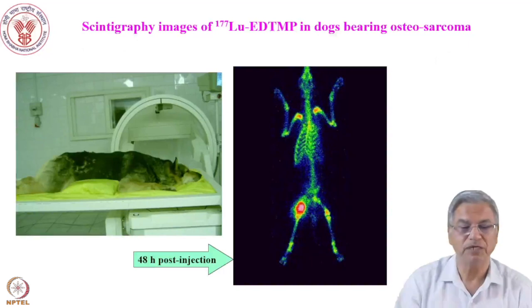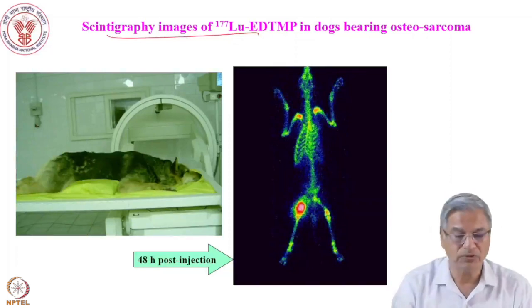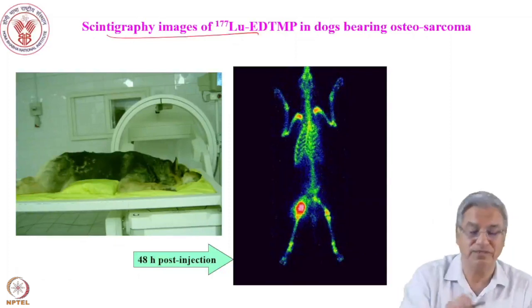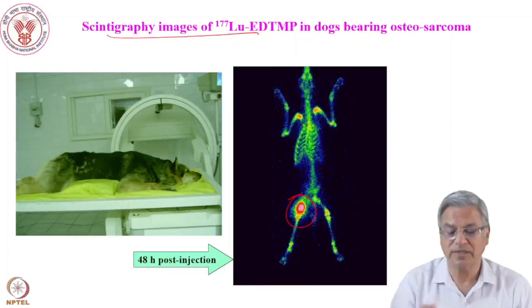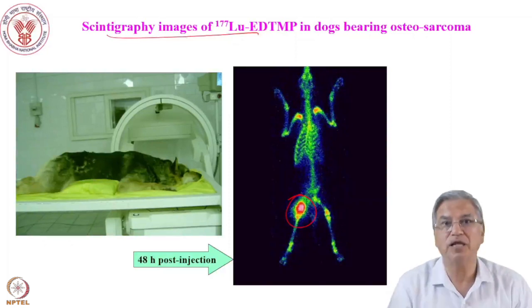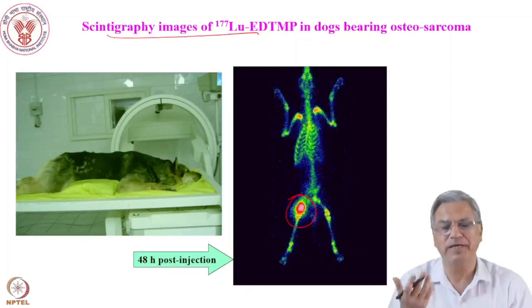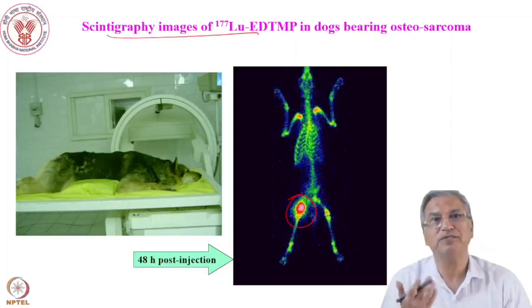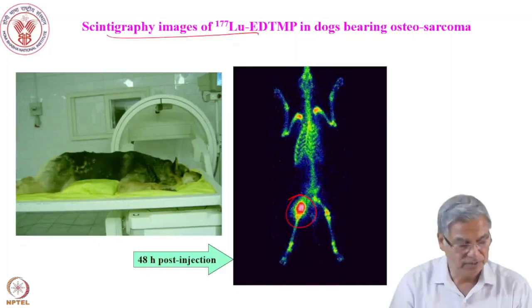radioisotopes. Similarly, you have this scintigraph image of lutetium-177 labeled EDTMP in dogs, which were found to have osteosarcoma. So you can see this is how you keep the patient in the SPECT machine, and you can see the inflammation. That sarcoma, the particular tumor in the animal, can be seen in bright intensity of the radiation. The radioisotope is going and depositing there. So you can see that lutetium-177 can not only do the diagnosis by means of gamma ray, you can also do the treatment, because the therapeutic application requires emission of high energy beta particles, which lutetium-177 emits.